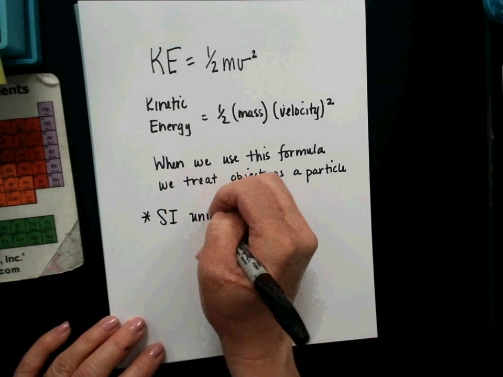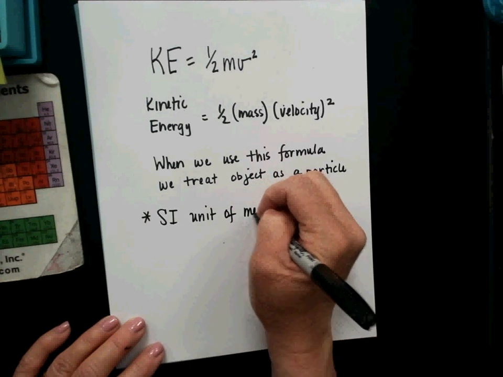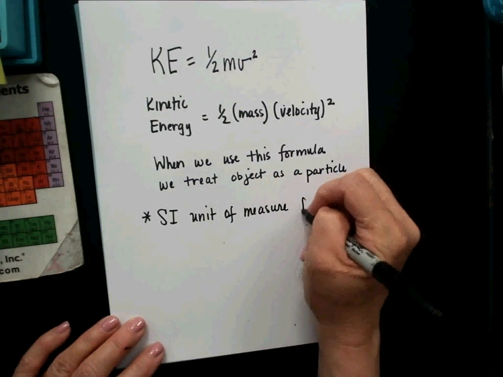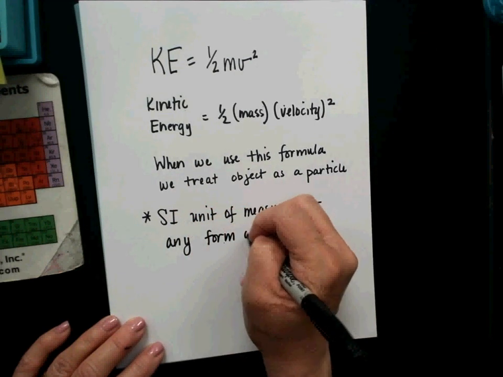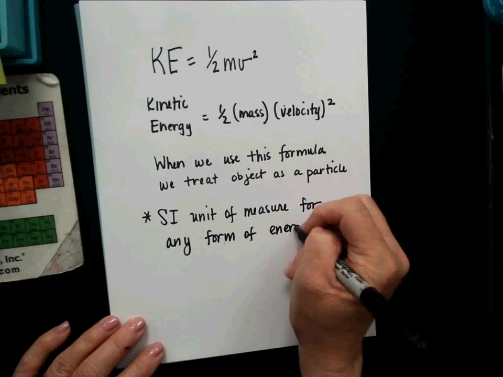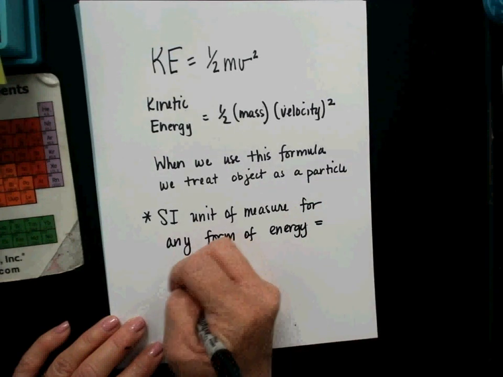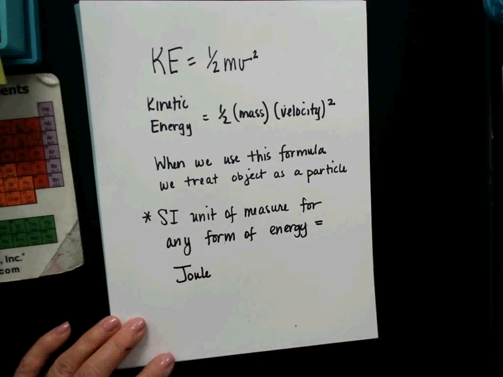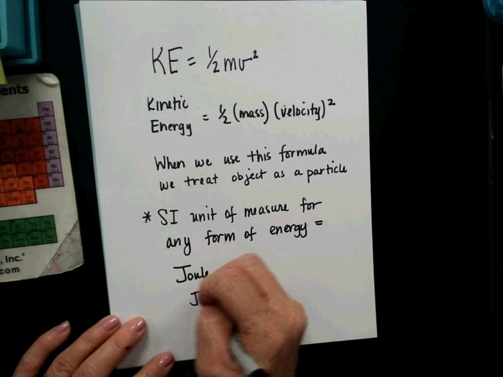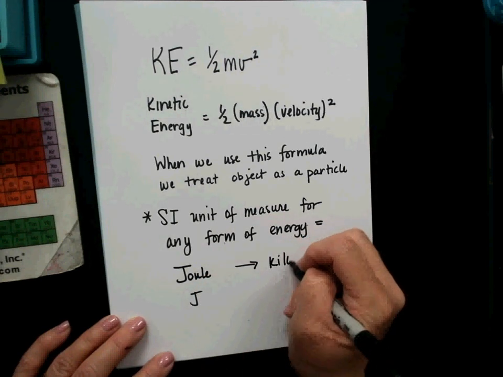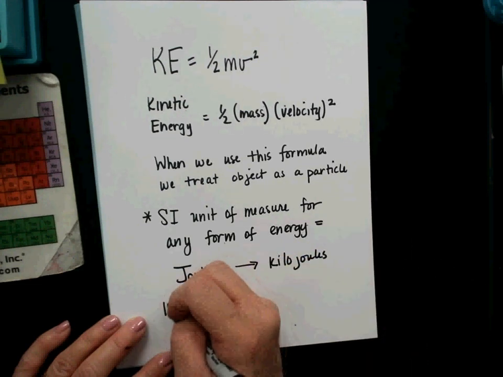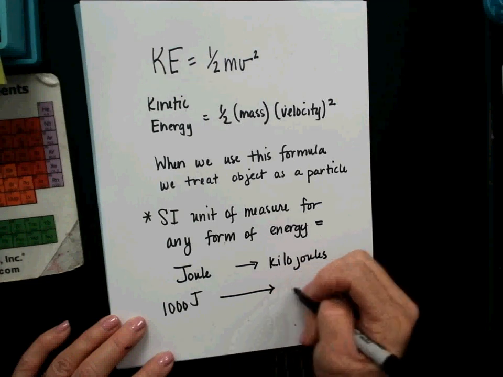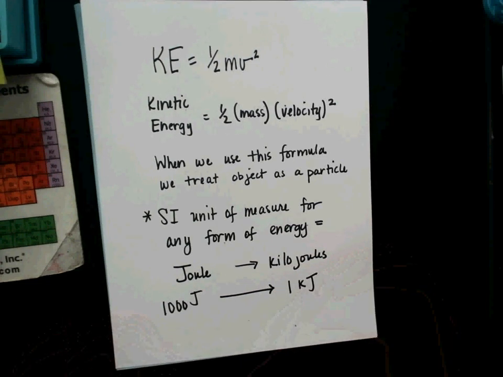The SI unit of measure for any form of energy is a joule, and sometimes we use kilojoules. If I have 1,000 joules, then I have 1 kilojoule.